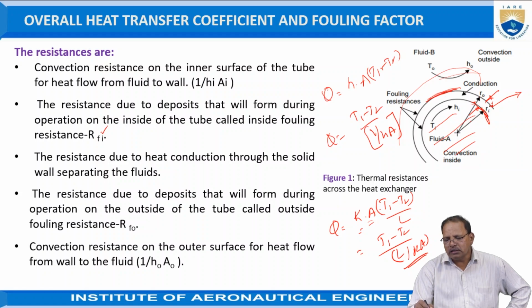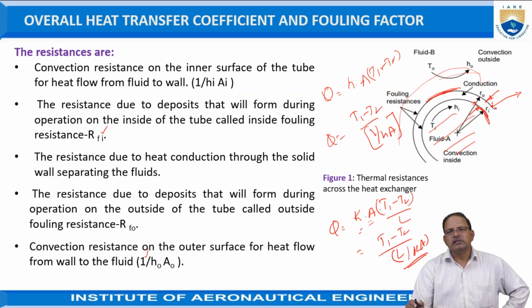Hence, here the transfer of energy from the outer surface of the tube to the liquid which is surrounding the tube is given again by a convection process, which is given by 1 by H naught A naught. So the total resistance is equal to the sum of the resistances offered to the flow of energy. One is the convection process from the inner surface. The second one is the fouling resistance. The third one is the conduction resistance.